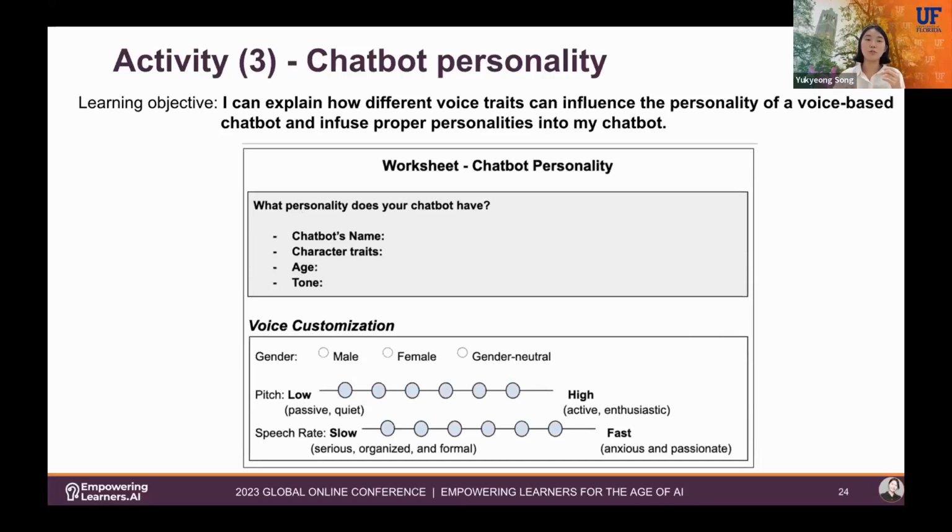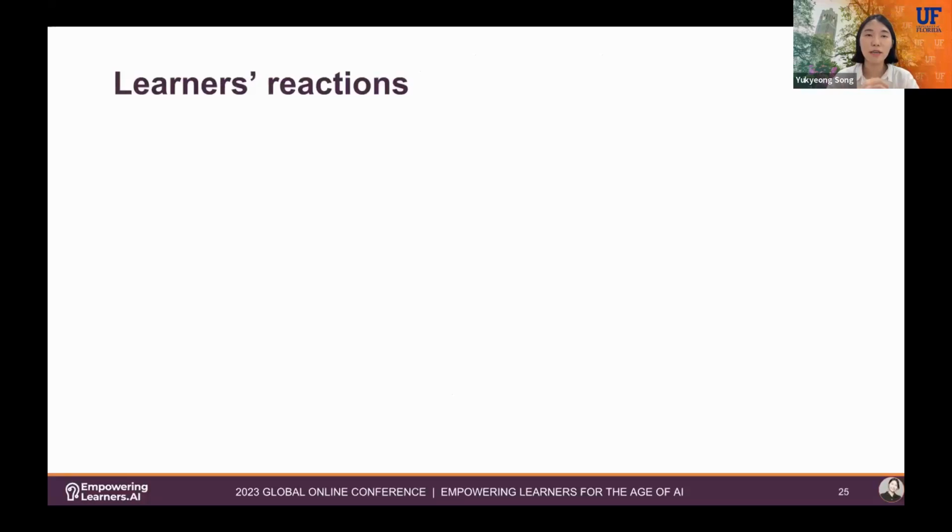Some could be a very low, passive or quiet pitch, or some would be very high with a fast speech rate, based on the personality they want to express. So this is like acting out, and the audience would guess what kind of personality this person is trying to express. So there are three conversational AI unplugged activities we designed with the facilitators and the learners, and we have the learners' reactions.